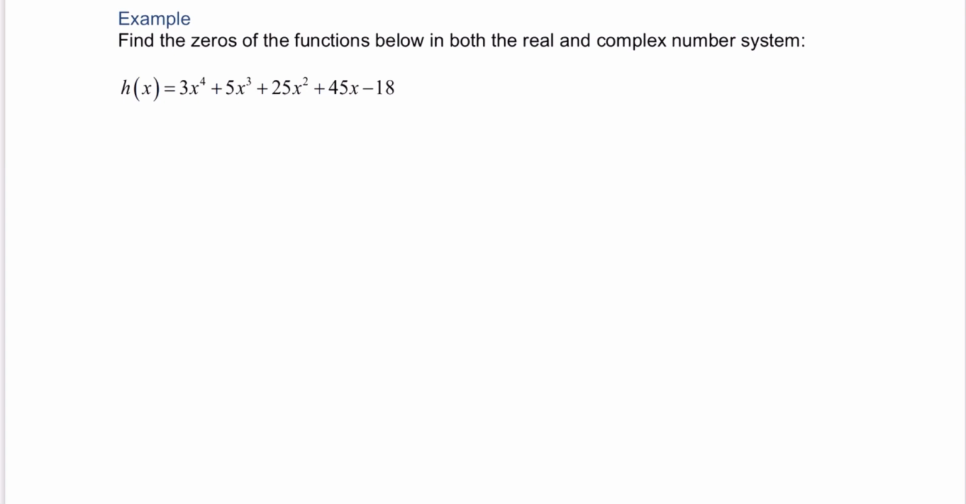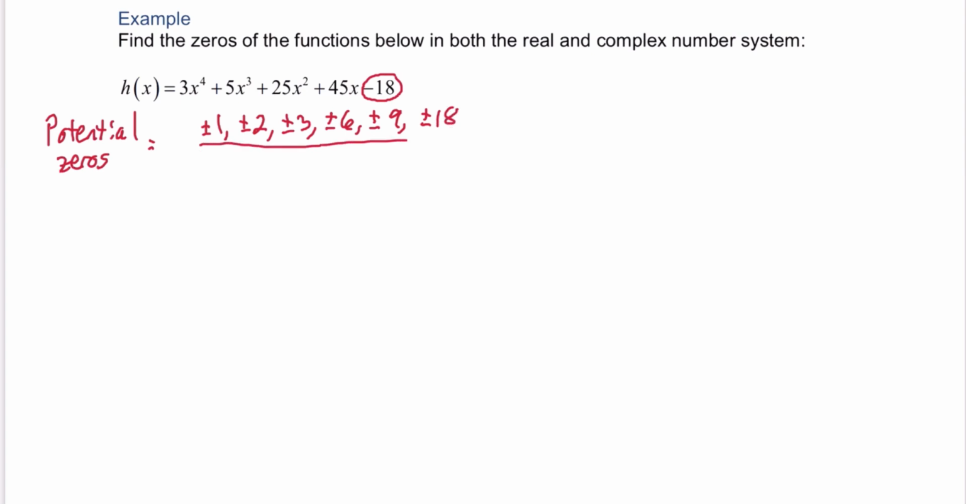To find the zeros of this polynomial, we will start by finding the potential rational zeros. In order to do that, we look at the factors of the constant. Factors of 18 are 1, 2, 3, 6, 9, and 18. And we divide that by the factors of the leading coefficient. The factors of 3 are 1 and 3.